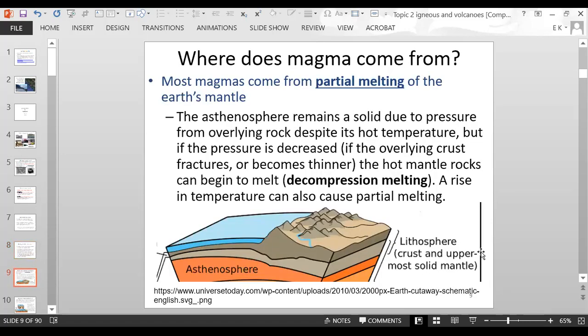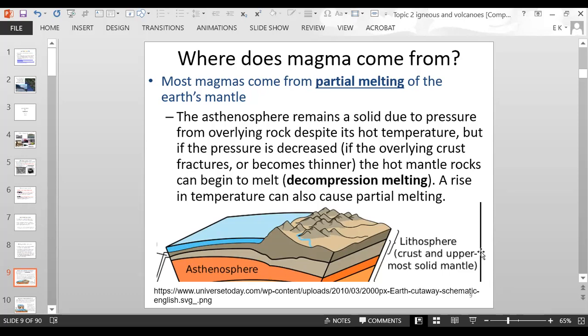So that's all partial melting. That's the concept of partial melting. So where does magma come from? Most magmas come from the partial melting of the Earth's mantle. So the asthenosphere, which we talked about last class, is an area below the lithosphere.